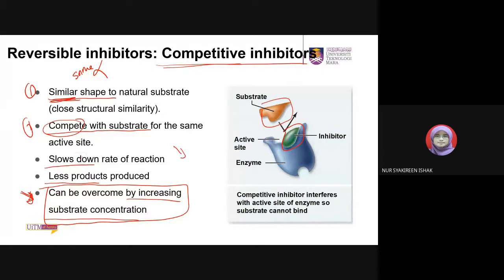So yang ini juga. So soalan yang macam ni kalau selalu dia keluar pun markah dia 3 ataupun 4 markah kan. So if you have to explain on competitive inhibitors, so the first, second and the last point is really important for you to include, okay, in your explanation.